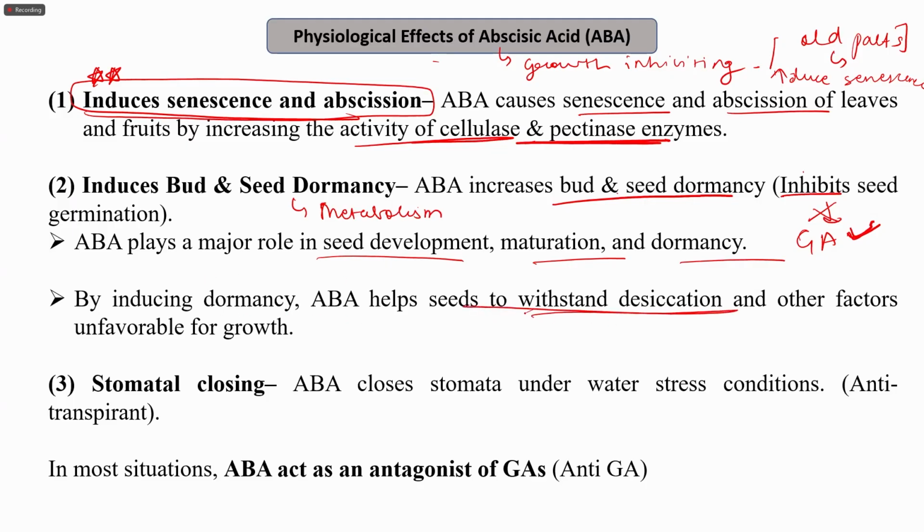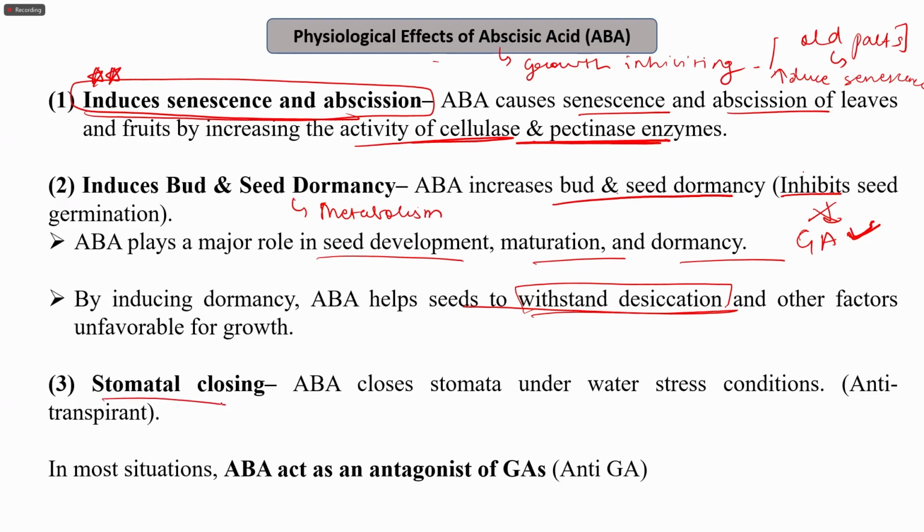So it is also a kind of stress mechanism, right? The dormancy of the seed is also a kind of stress mechanism. Therefore, ABA is actually helping the seed to withstand the desiccation and other factors which are unfavorable for growth by inducing the dormancy.